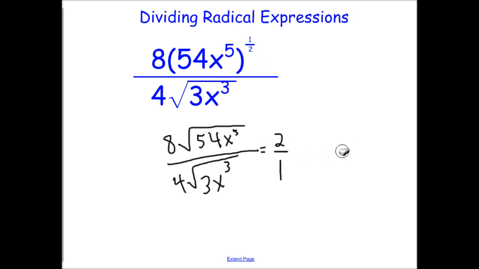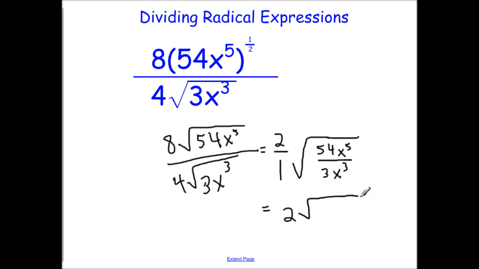And I'm actually going to rewrite this stuff with just one big square root symbol. And so on top it'd be 54 x to the 5th. And on bottom we'd have 3x to the 3rd. Okay, so we get 2 square root, and then 54 divided by 3 is 18. And x to the 5th divided by x to the 3rd is x squared.